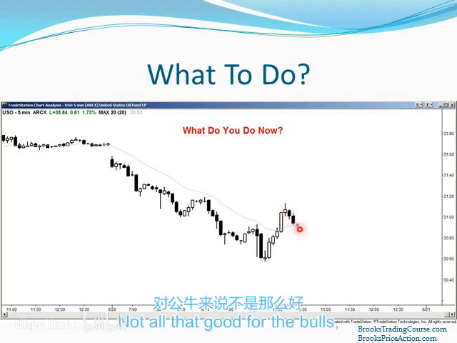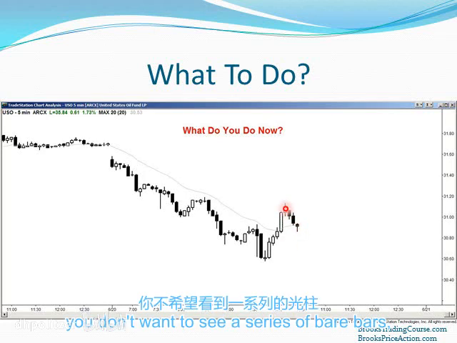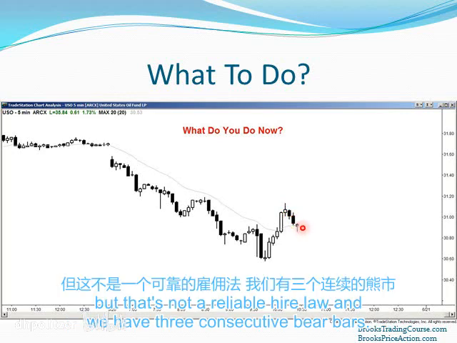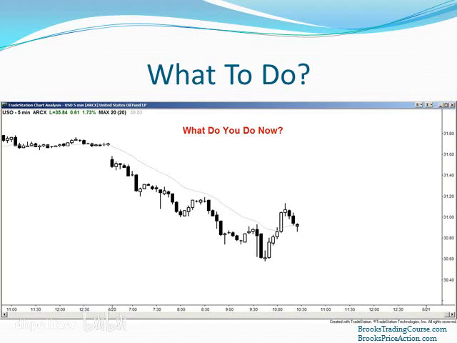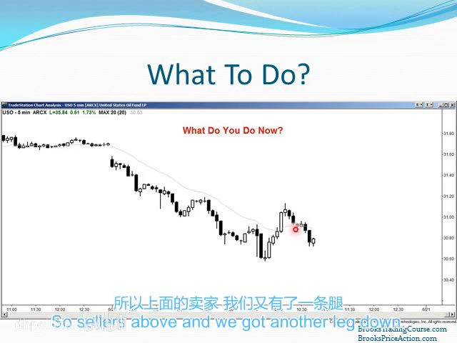Not all that good for the bulls. You don't want to see a series of bear bars, but that's not a reliable higher low. We have 3 consecutive bear bars. I'd rather buy something that looks stronger. So sellers above, and we got another leg down.